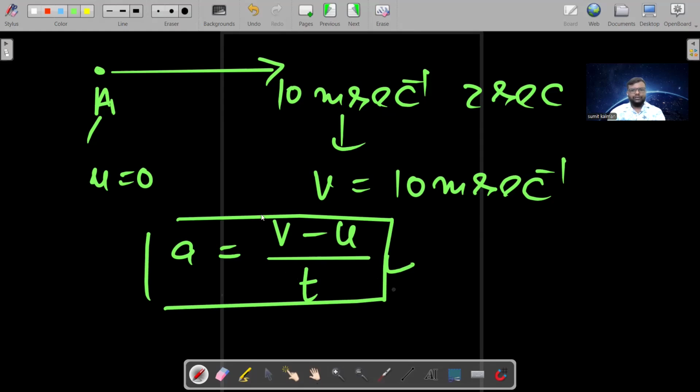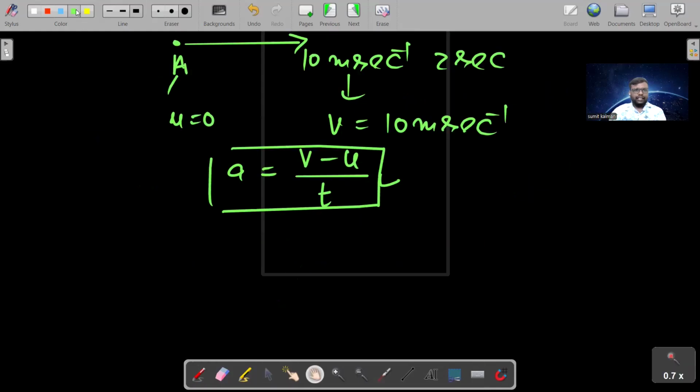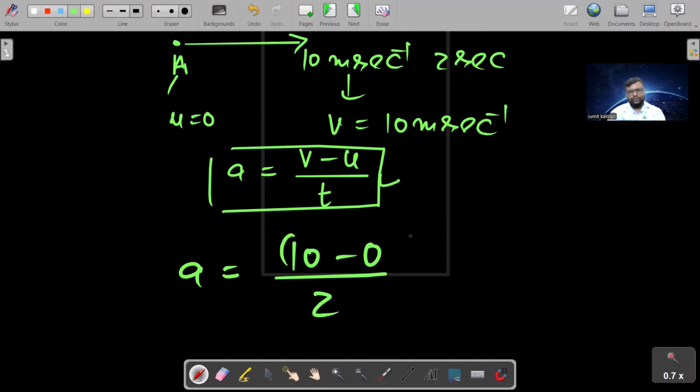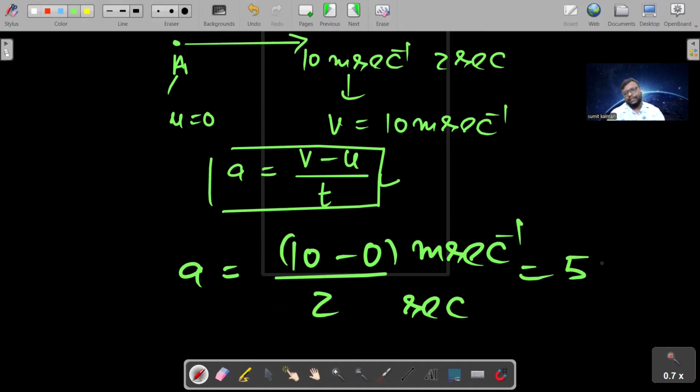So here, friends, we will substitute all the values. Acceleration a is equal to 10 minus 0. Time is 2 seconds. Write the units also, so that you will not be confused: meter per second and second. So here, friends, you will get 5 meter per second square. This is your acceleration. So in this video, that's all.